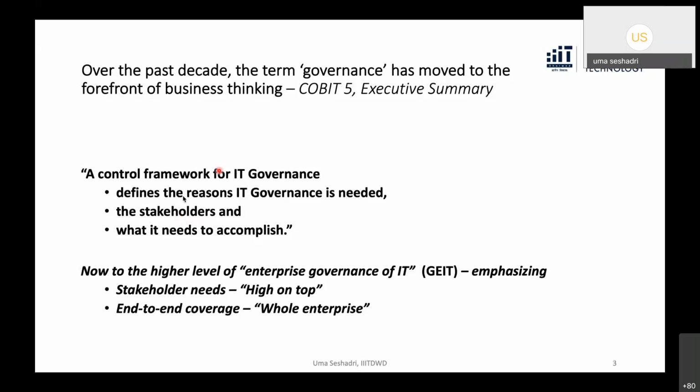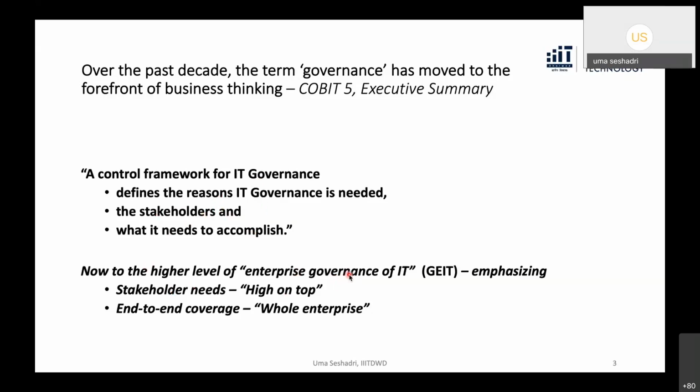It will also talk about what needs to be accomplished. What are the goals we have to accomplish when it comes to information security? So that is how there is a different perspective, a different approach from the CoBIT point of view. Now to the higher level of governance, how has it evolved? It has evolved over a period. Even though there is a stakeholder, what type of stakeholders, what to accomplish, and why we have to define governance, it is at a very high level of enterprise governance.